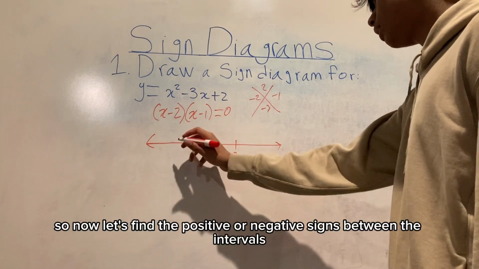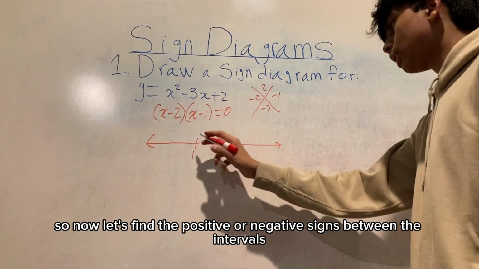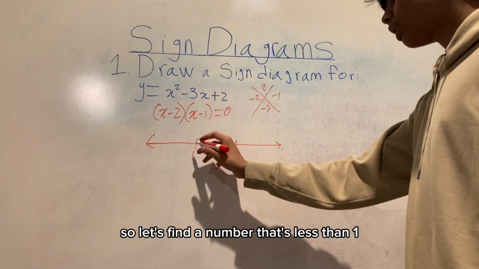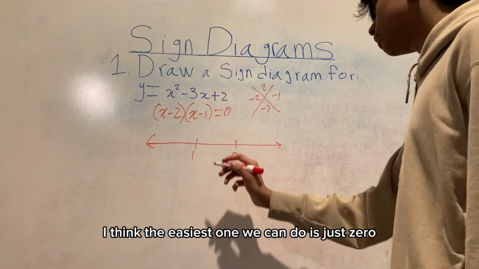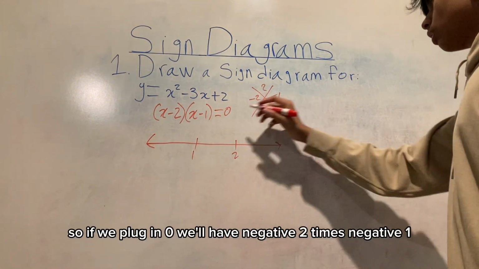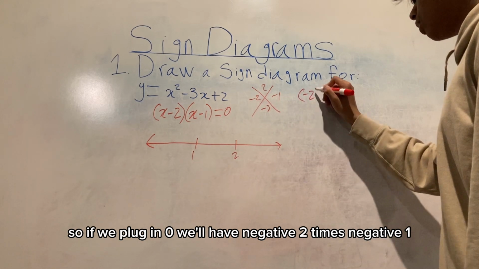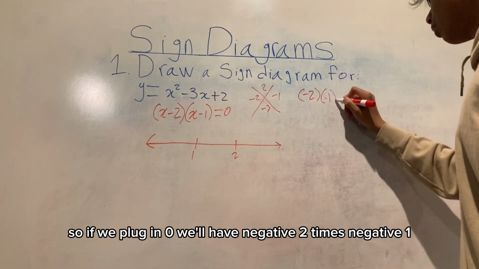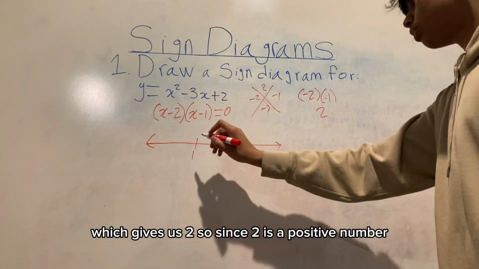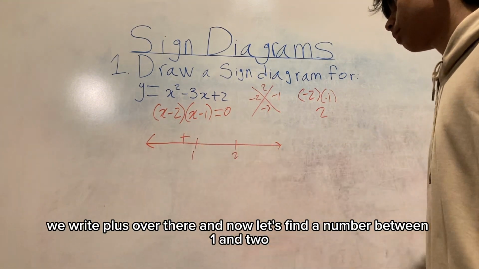So now let's find the positive or negative signs between the intervals. So let's find a number that's less than 1. I think the easiest one we can do is just 0. So if we plug in 0, we'll have -2 times -1, which gives us 2. So since 2 is a positive number, we write plus over there.